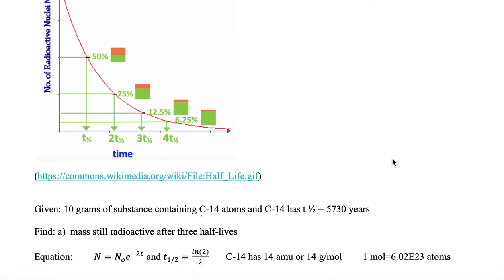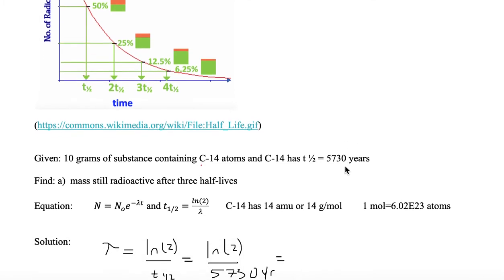We have two equations. N is equal to N0 e to the minus lambda t, and we have the half-life equation related to the decay constant. T to the 1/2 is equal to natural log of 2 divided by lambda. We are also told that carbon-14 has 14 AMU, or 14 grams per mole. And we're also given Avogadro's constant, where 1 mole is equal to 6.02 E23 atoms.